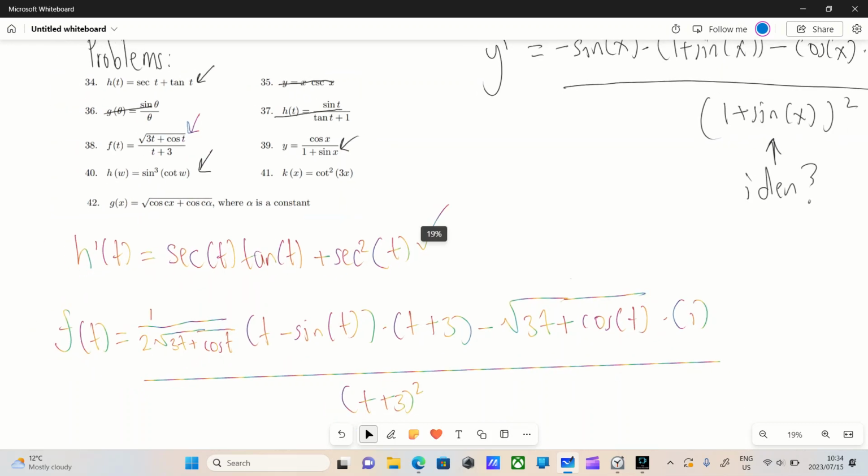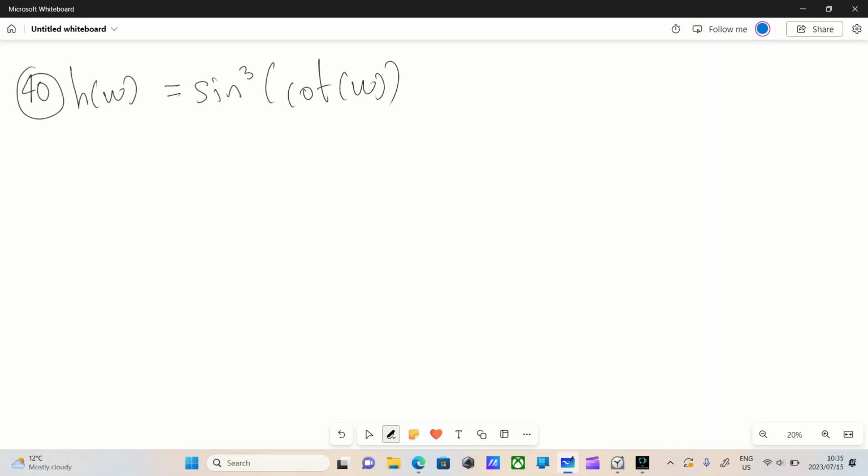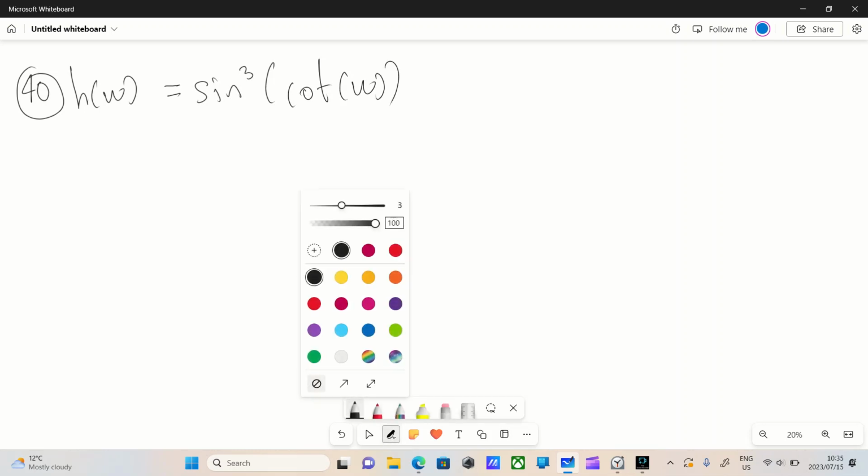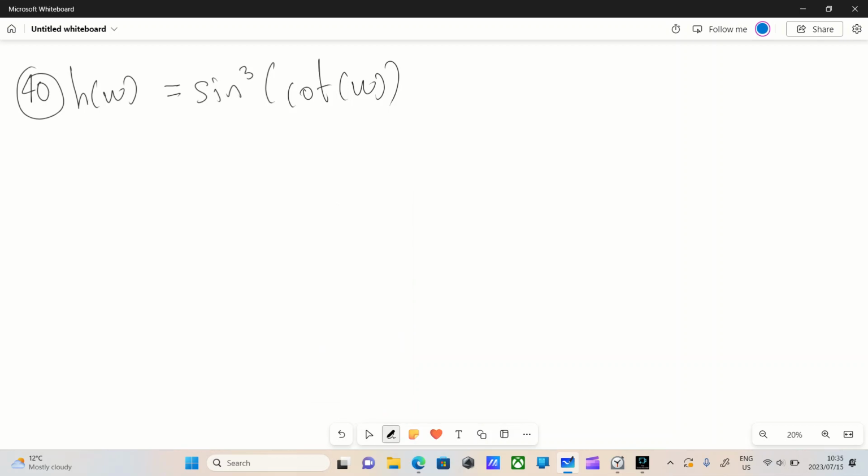Let's go ahead and do it on the bottom with more space. Where 40 is, h of w is equal to sine cubed, which takes as a parameter another sine function. For this one, it would be situation 3 for trig functions, the chain rule, and basic trig rules.